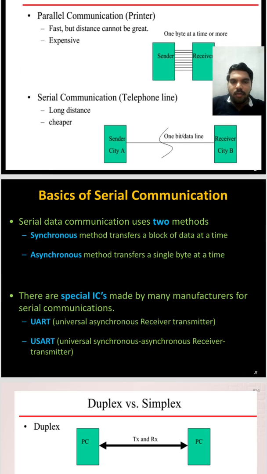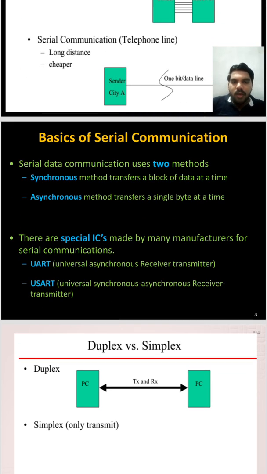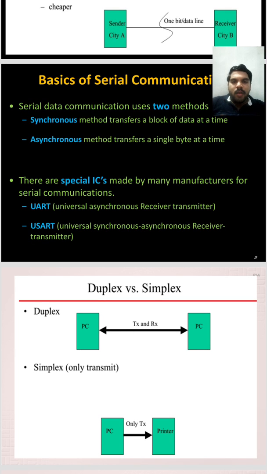Next, serial communication, for example a telephone line. The basics of serial communication are the synchronous and asynchronous methods. Synchronous means a block of data at a time. Asynchronous means transferring a single byte at a time. There are special ICs manufactured for serial communication: UART and USART, the universal asynchronous receiver transmitter and the universal synchronous asynchronous receiver transmitter. UART is where we transmit data from the transmitter and receive data at the receiver. In the 8086 we saw a program based on the 8251 in mnemonics.